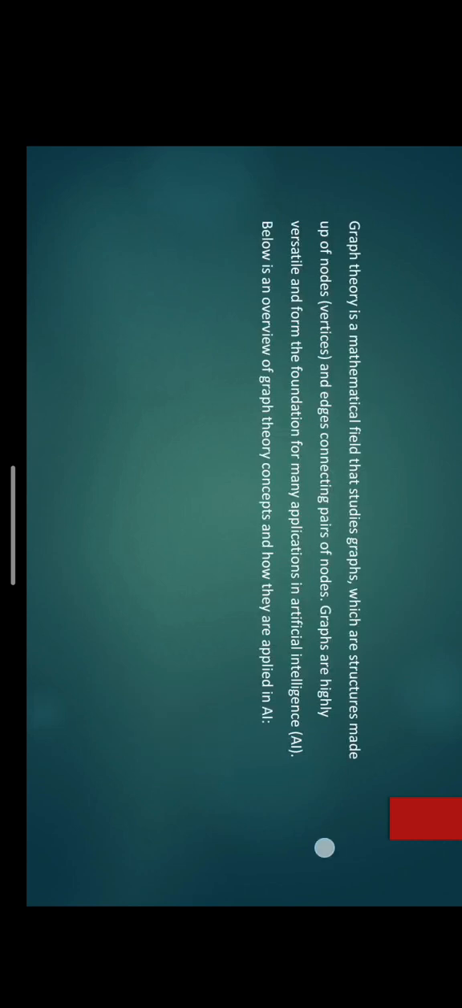Graph theory is a mathematical field that studies graphs, which are structures made up of nodes, vertices, and the edges connecting pairs of nodes. Graphs are highly versatile and form the foundation of many applications in artificial intelligence. Below is an overview of graph theory concepts and how they are applied in AI.